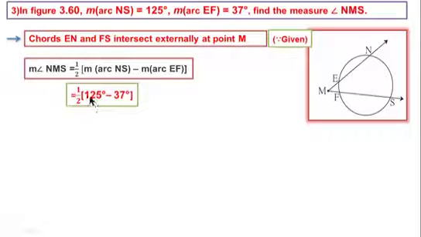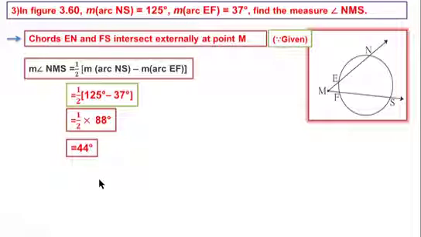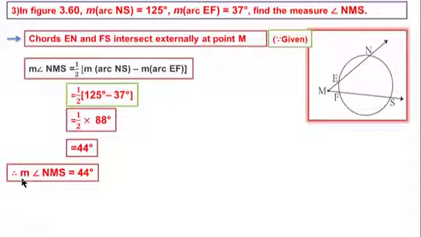Is equal to 1/2, 125 degrees minus 37 degrees. 1/2 multiplied by 88 degrees is equal to 44 degrees. Measure of angle NMS is equal to 44 degrees.